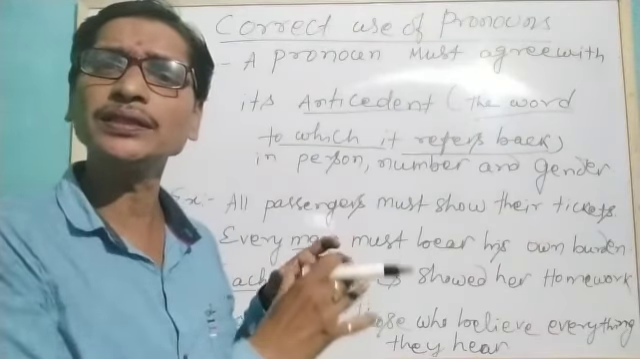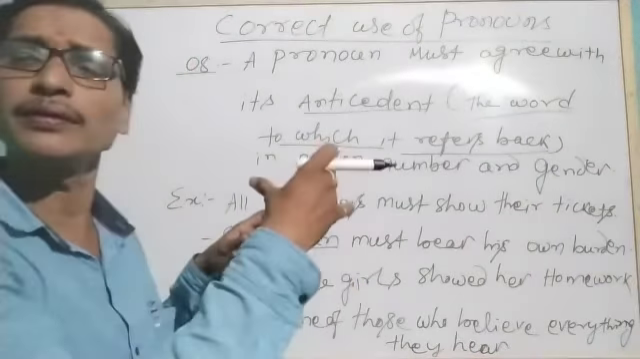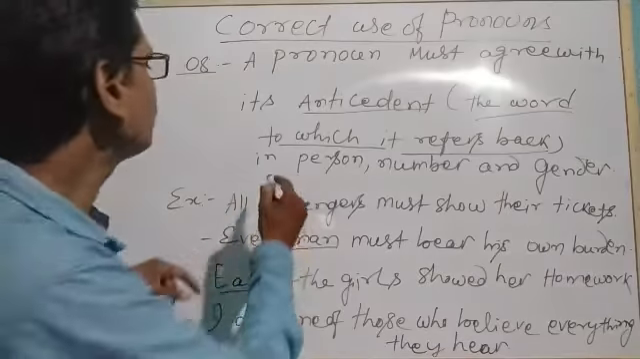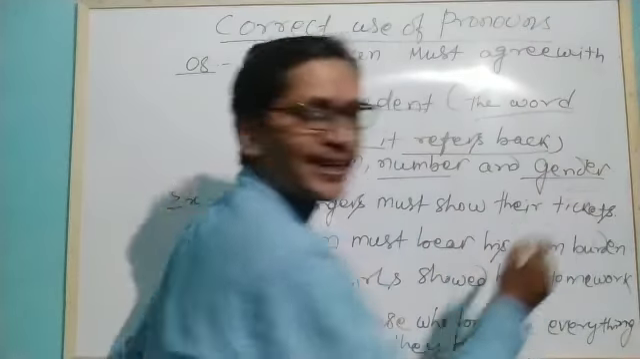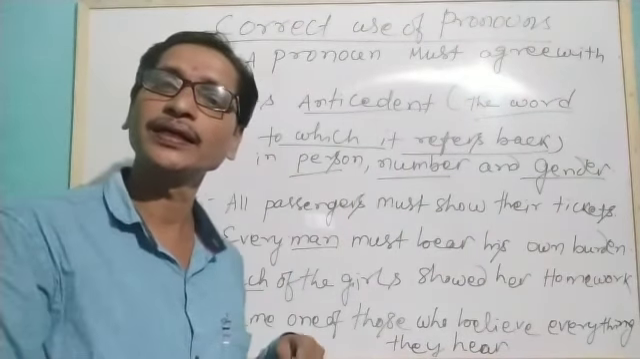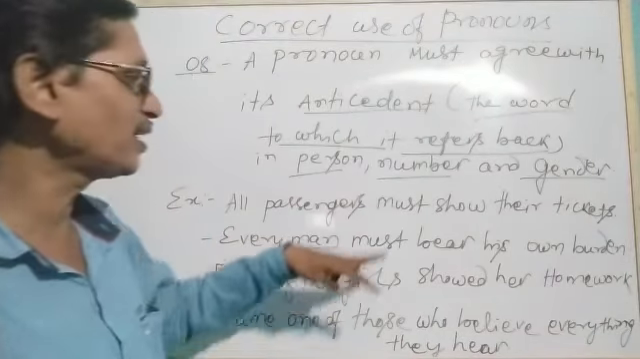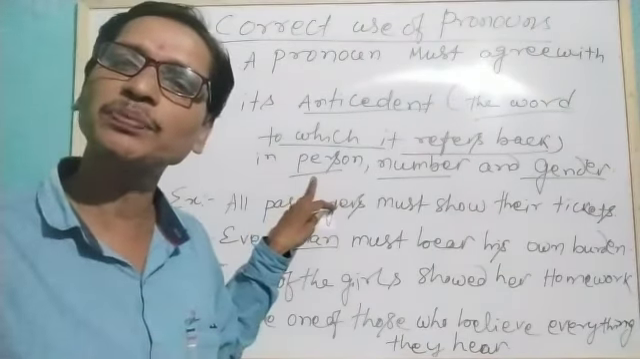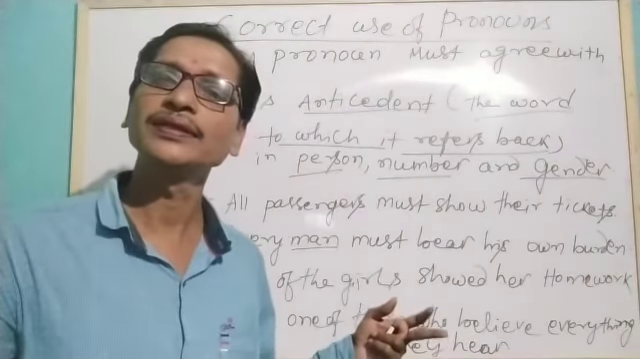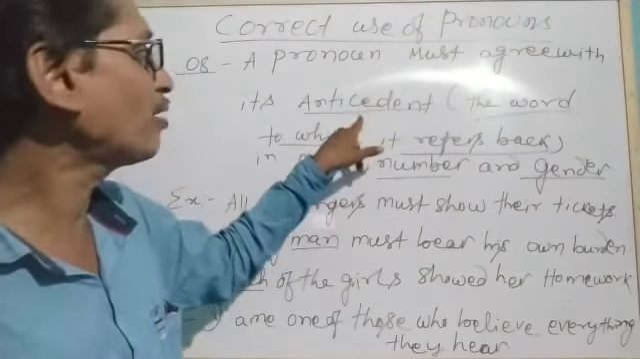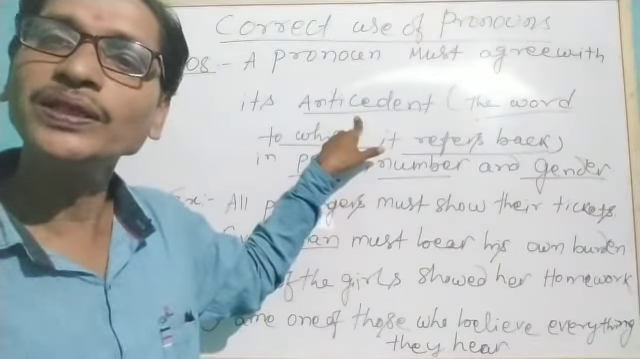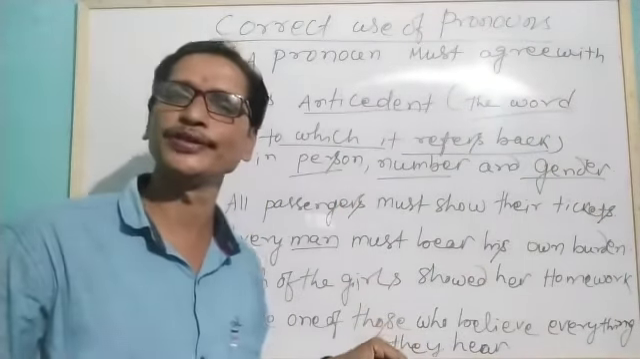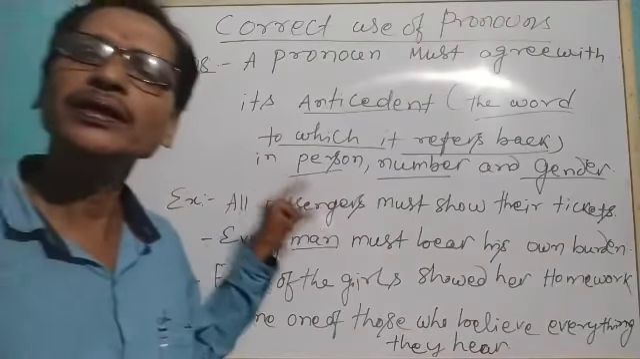That means the pronoun refers back to some word, and it must agree with it in person, number, and gender. Whether it is a masculine gender or feminine gender, whether it is a singular number or a plural number, whether it is a person, that means first person, second person, or third person. In accordance with the antecedent which is referred back by the pronoun, the pronouns should be used. Okay, so now here are some examples given.